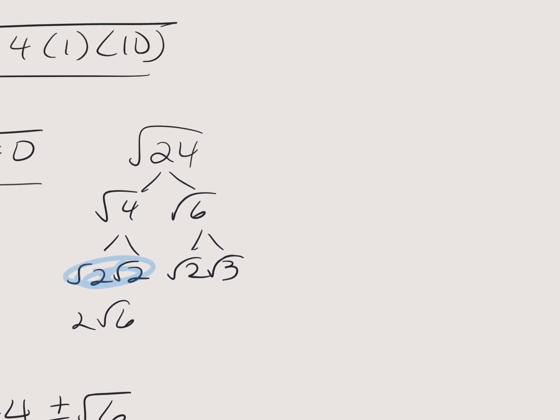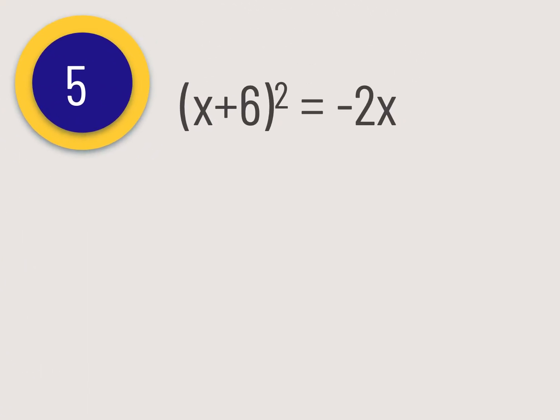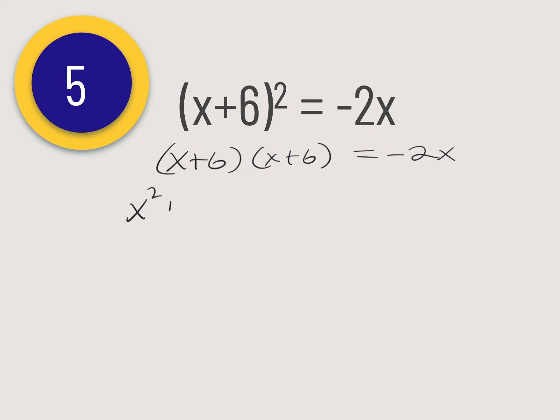Number 5. So I need to get this into standard form. So what I'm going to do is write x plus 6 twice and FOIL it. Now, if you know the pattern where you could memorize it and just turn it into the trinomial, you can. But again, I like to just remember it's a binomial squared, write it twice and FOIL it. So x squared plus 6x plus 6x plus 36 equals negative 2x.